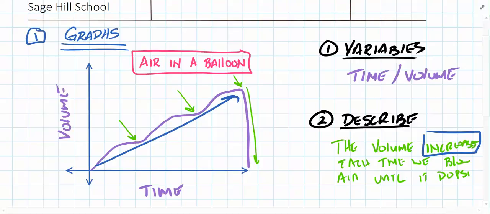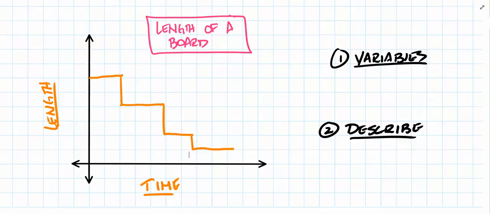Okay, the title of this graph is length of a board, all right? So what are my two variables that I'm dealing with in this particular case? Length and time. Again, same thing, right? Time and length.